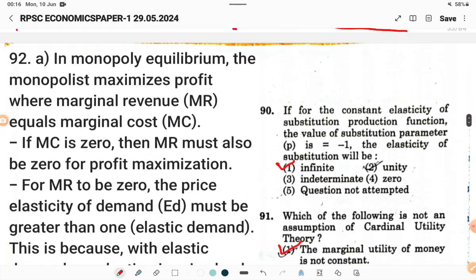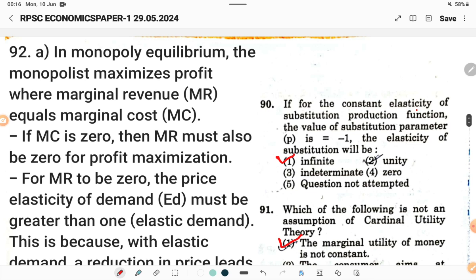Now the next question is 90. If for the constant elasticity of substitution production function, the value of substitution parameter rho is equal to -1, the elasticity of substitution will be infinite. How can it be infinite? Because substitution parameter rho is equal to -1. So the formula of elasticity of substitution is equal to 1 upon 1 plus rho, and rho is equal to -1.